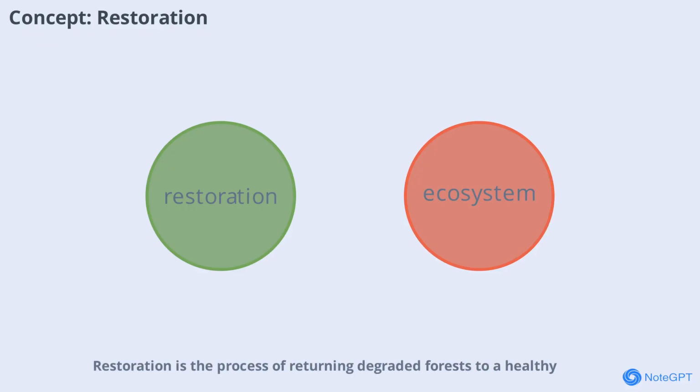Restoration is the process of returning degraded forests to a healthy, functional state. It involves planting native species, removing invasives, and restoring natural processes. Restoration supports biodiversity, climate goals, and community well-being.